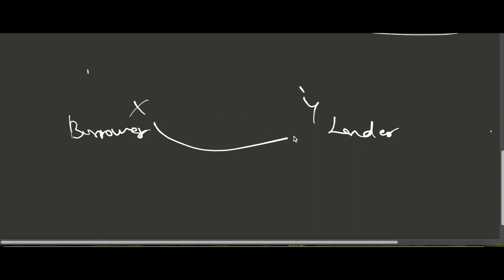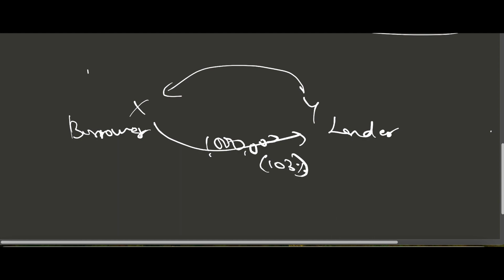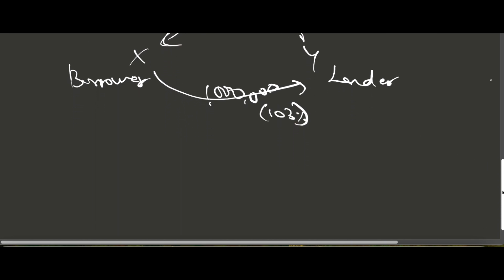Now let's say X and Y again, borrower and lender. The borrower, say for example, is keeping 1 million as the collateral. When he's keeping 1 million as the collateral, how much can he borrow? This amount is called the initial margin. Let's say this is 103%. If this is 103%, how much money can he borrow as a loan? If he is collateralizing for 103, he will get 100 as the loan.